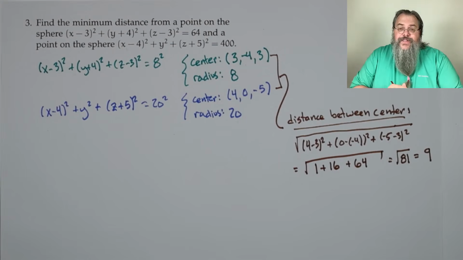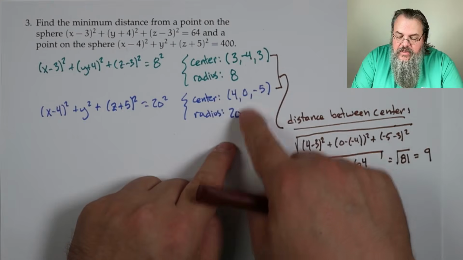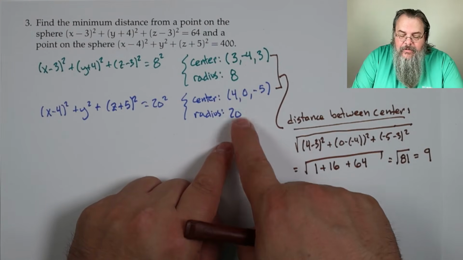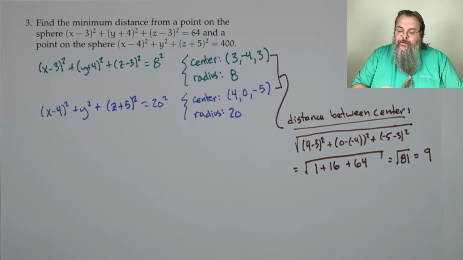Now we almost can see a picture, but I want to point something out. Notice that the distance between the centers is 9, but the radius of the big one is 20. What does that tell us? Well, it tells us sort of how they relate to each other.